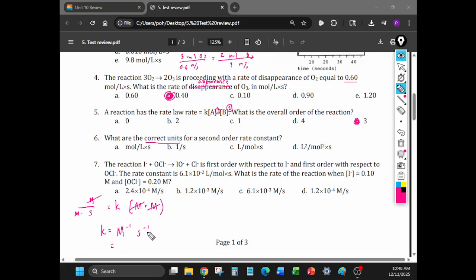So if we take a look right here, we don't see molarity, so we're going to have to expand it out to moles per liter, right? So let's just expand this out. Molarity is, sorry, moles over liters, right? So this right here can expand out to 1 over moles over liter. And then we got times second on the bottom.